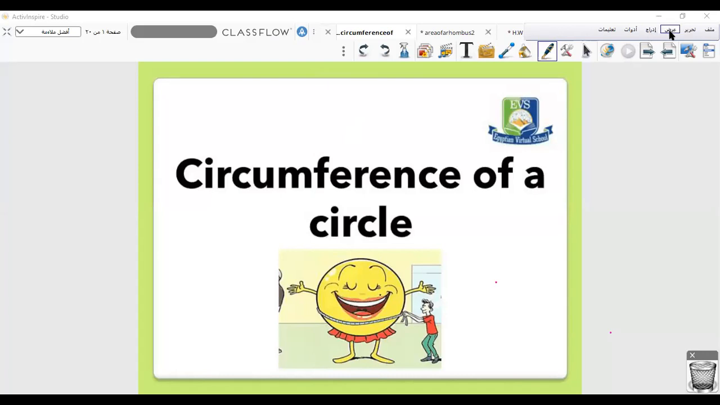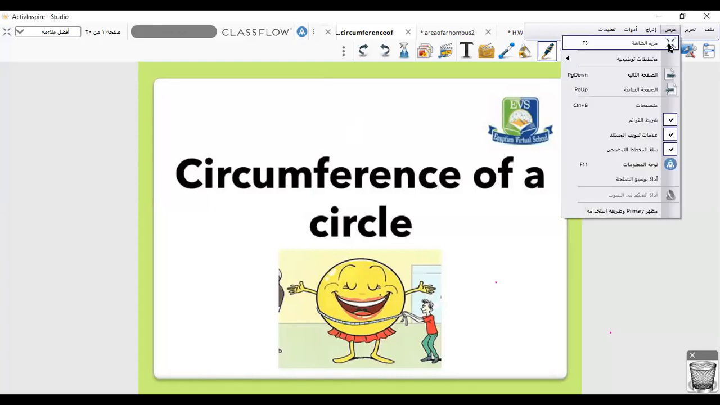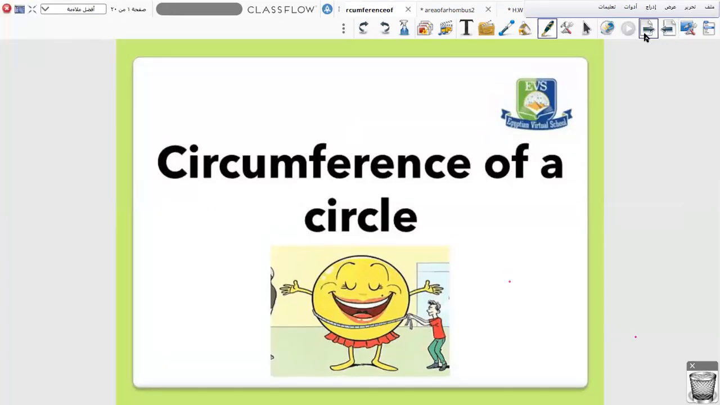Our lesson today is the circumference of a circle. Okay, what is the circumference? What's the meaning of the circumference? The circumference of the circle is the perimeter. It's the length of the covered line outside.